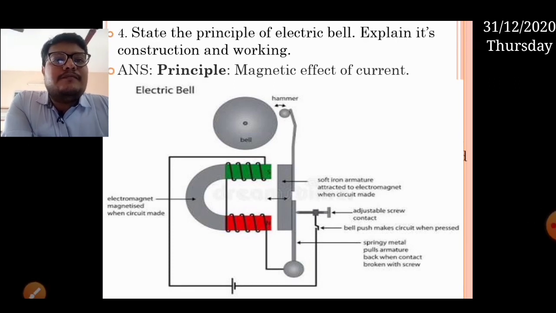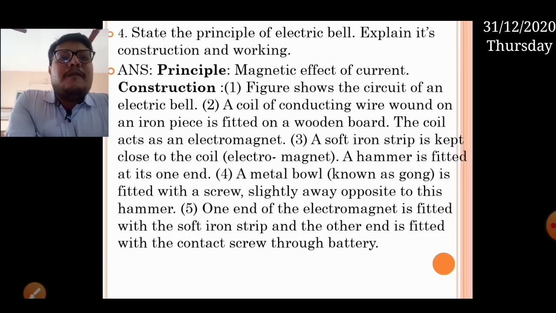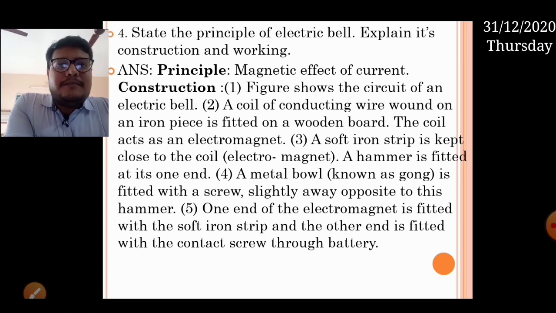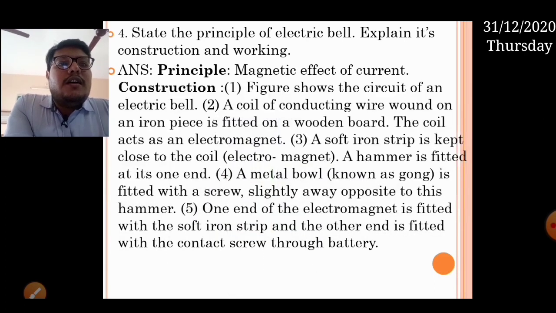Okay, let's see the construction now. As we have observed, the first figure shows the circuit of an electric bell. A coil of conducting wire is wound on the iron piece, right? There was a U-shaped iron piece you have seen. Here there is an iron piece on which a coil is wound. The coil acts as an electromagnet.